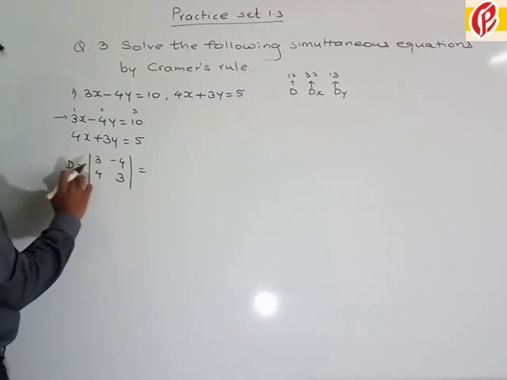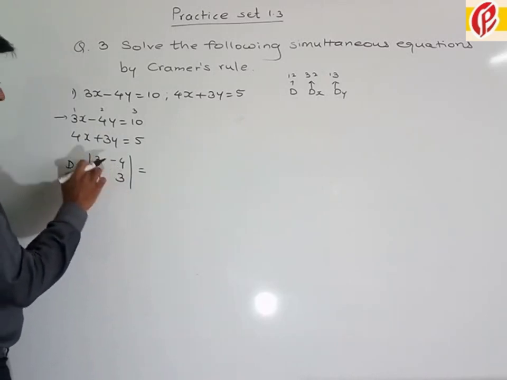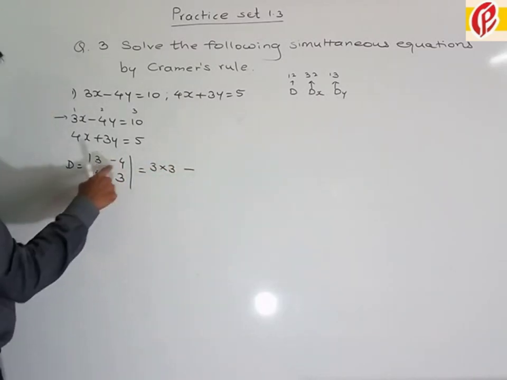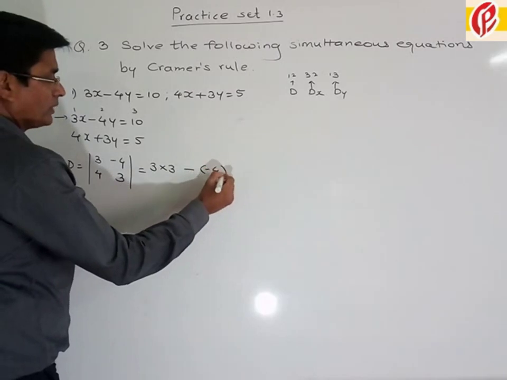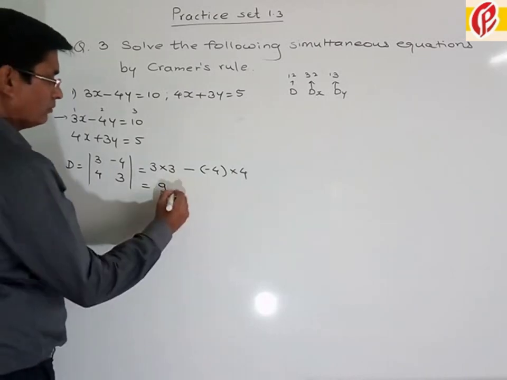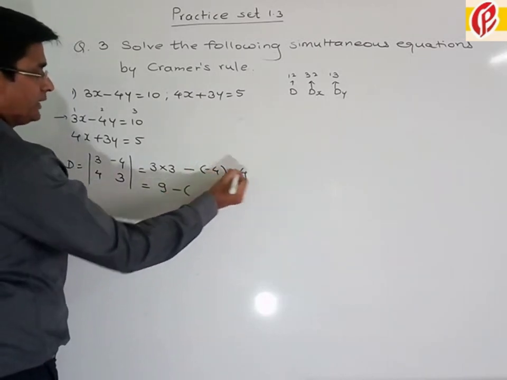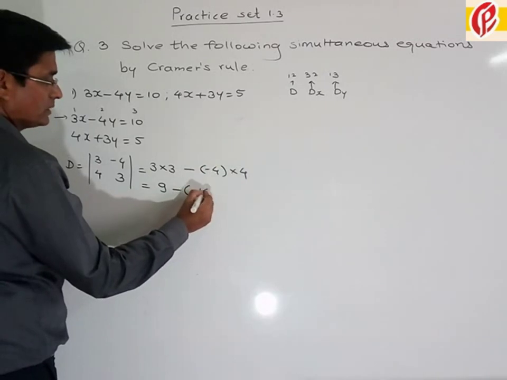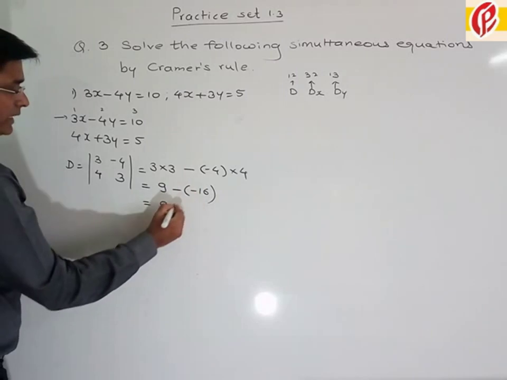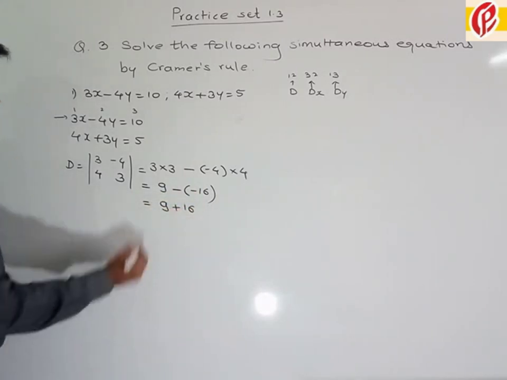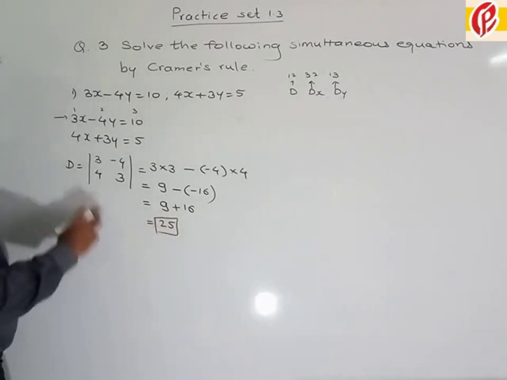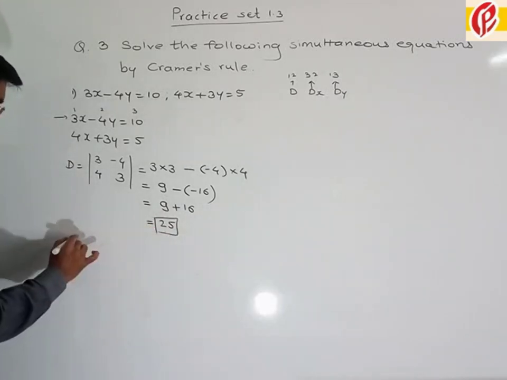Okay. So we'll find the value of D. So first multiplication is this, 3 into 3. Then minus sign, minus 4 into 4. 3 into 3, 9, minus 4 into 4. 4 4s are 16, that is minus 16. Therefore it is equal to 9 plus 16. 9 plus 16, 25. So we get the value of D, that is 25.